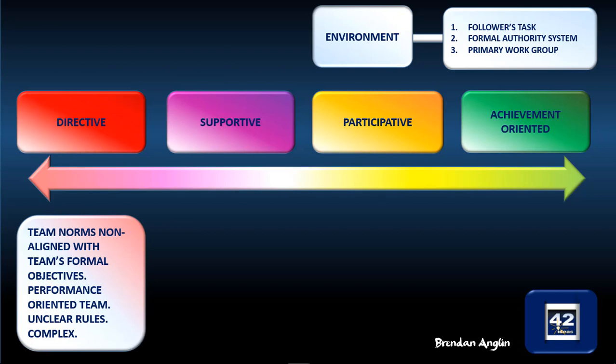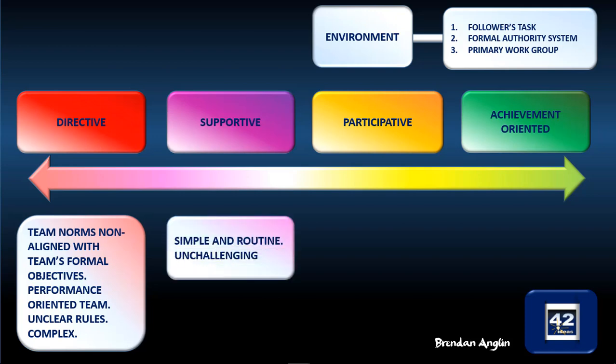So the first one, the directive one, is where there is a mismatch between the team's norms and the objectives for the team. So what they're doing and the way they're acting is not aligned with the formal objectives that they have been given by the organization. This is a performance-oriented team where they have been given clear instructions for what is expected for them in terms of achievement, but there are unclear rules or complex rules about how to achieve those performance-oriented results. So therefore, the leader is able to come in and give that clarity and be directive in their style of leadership.